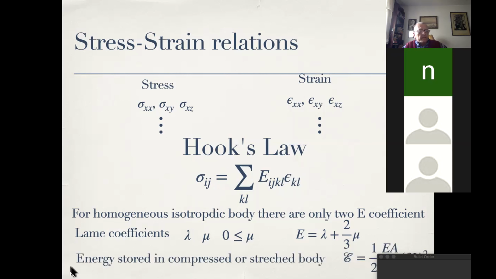And then the energy stored in a compressed or stretched isotropic body is very similar to what we had for the Hooke law for our lattice. It is proportional to the square of this elongation or compression, and what replaces the spring constant K is the product of the Young modulus times the area of the sample divided by its length.